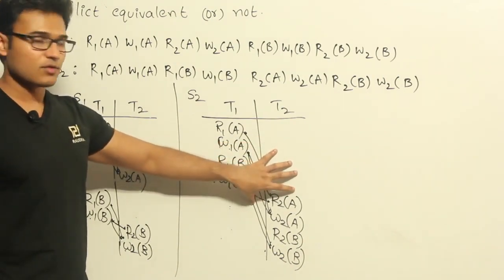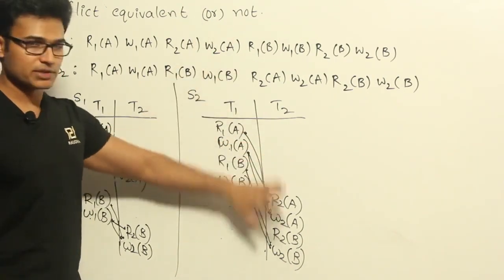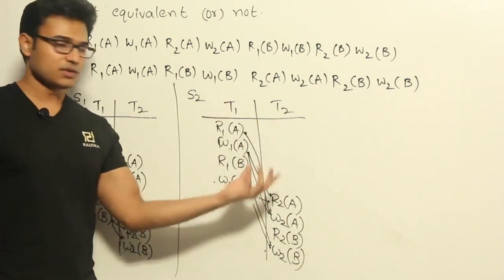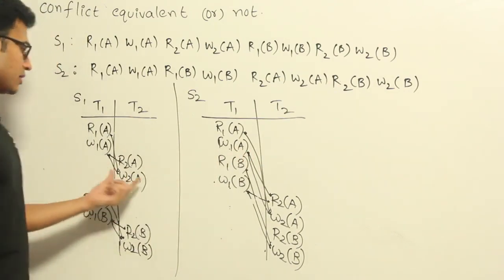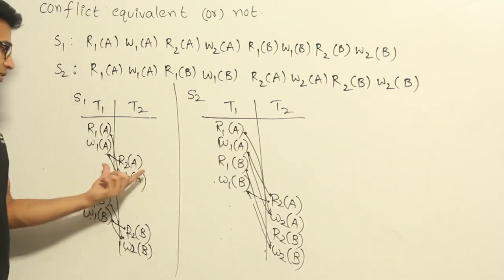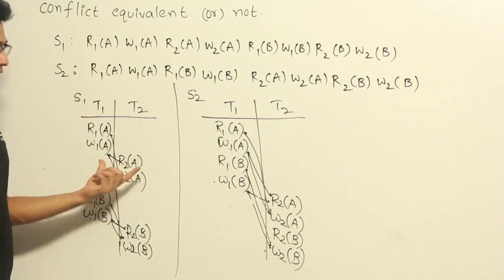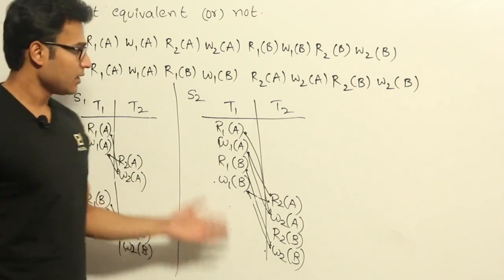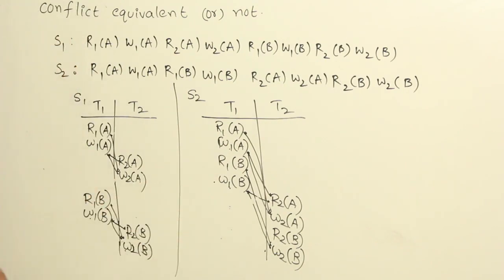Even for this example you have to go this way only. Even if this one had not been given, you would still be able to figure out, using another method that I will discuss later, that this one is conflict serializable and also that it is conflict equivalent to this serial schedule, right? I'll tell you how to find it out later. Okay, fine.